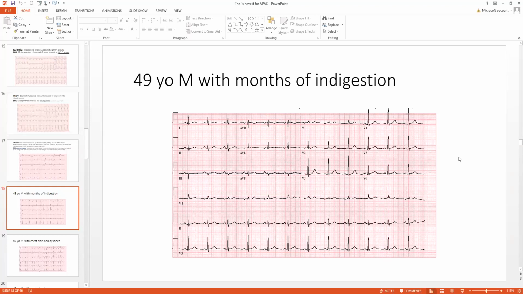So this is infarction. Indigestion, because that posterior wall is right on the diaphragm. And it's hard to differentiate indigestion from posterior wall injury or infarction if you've not been through it before.